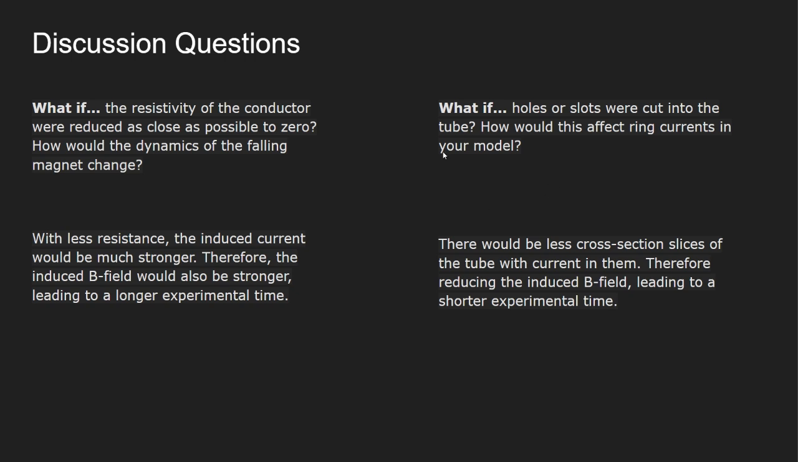And then lastly, what if there were holes cut all over the tube? The way this force comes about is that there are cross sections of current in little rings around the aluminum foil. If you cut holes, there are not going to be as many of these cross sections, and therefore not as strong a B field, so the force on the magnet isn't going to be as great, and it'll drop a lot quicker.